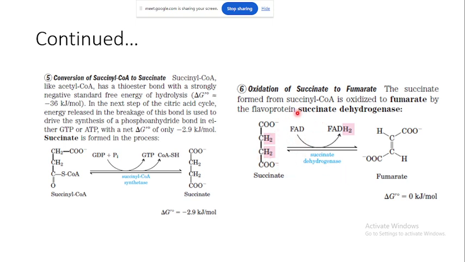And FAD will receive those electrons which are released by succinate, and it will become FADH2, right? So this reaction step is producing fumarate and one molecule of FADH2. Again, this FADH2 is an example of oxidative phosphorylation, right? It will donate its electrons to the electron transport chain to make ATP by ATP synthase, right? This is oxidative phosphorylation. So now succinate is converted into fumarate.